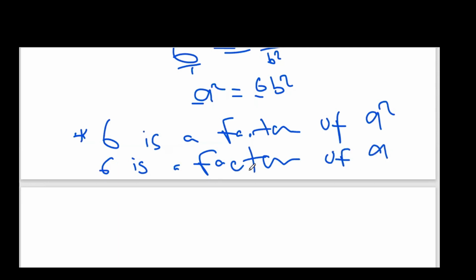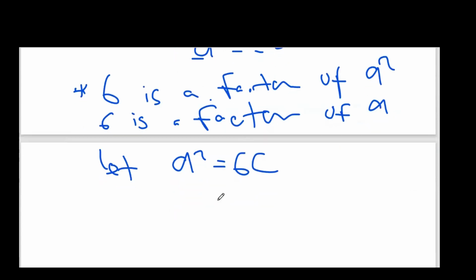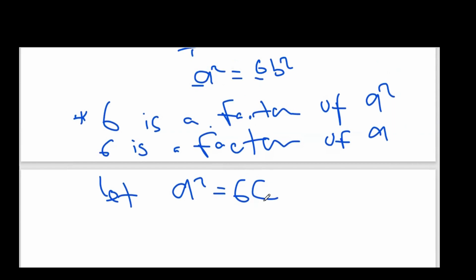And then I'm going to take an arbitrary element. Let me say C. So I'm going to say a squared is equal to, not 2C, I mean 6C, because we said this 6 is a factor of this a squared, right? So wherever there's a squared here, I'm going to put this 6C. So it should be equal to 6b squared.